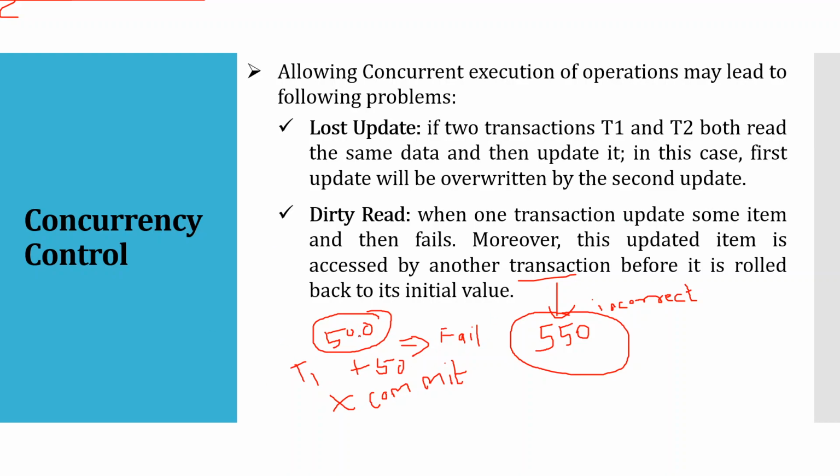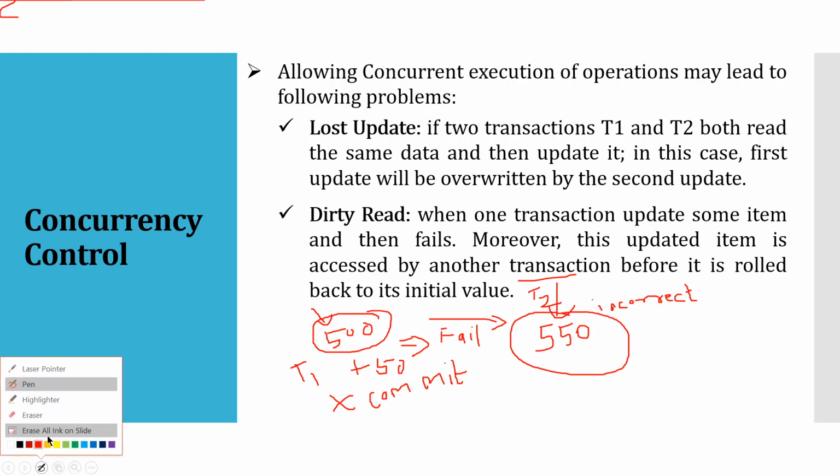So this is the example. 500 plus 50 equals 550 has been updated, but after that it has failed because no commit command has been executed. Between that, T2 comes and reads this value, but this is the incorrect value because this transaction is getting rolled back. That means only 500 will be reflected after the rollback has been executed. So this is what dirty read is. You are getting incorrect or falsy or invalid data from the database. So this is again the problem with concurrent execution, right?